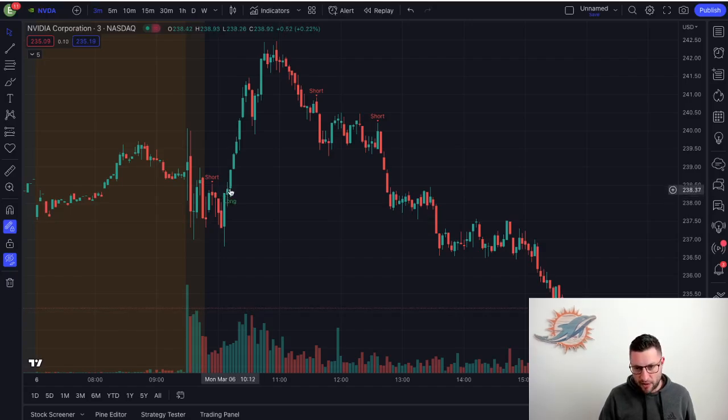The algo flipped long right here at 10:12 and rode that move all the way to the upside. Once it saw a break of market structure, as you can see here, a rejection under this level of 241. It was a little bit of a lower high. We shorted that and it came down, it shorted it again, all the way from this 240 down to where we currently are, 20 minutes before market close, at 253.